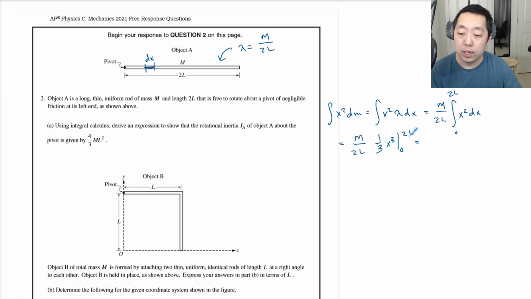So this is going to be m over 2L times 1/3 times 2L cubed, which is 8L cubed. Just to spell that out a little more, you're doing 2L quantity cubed, so that's 8. 8 over 6 is 4/3. L cubed and L become L squared. So that's it.